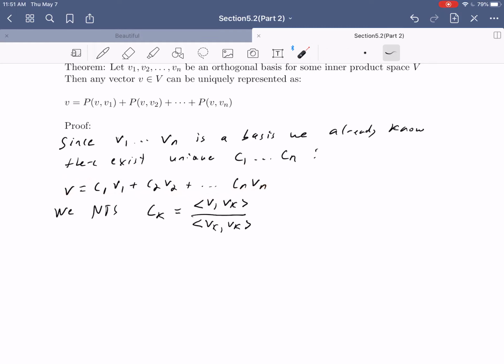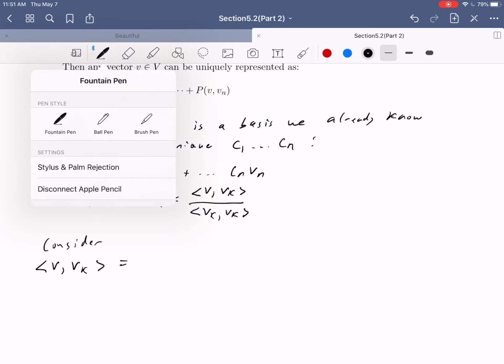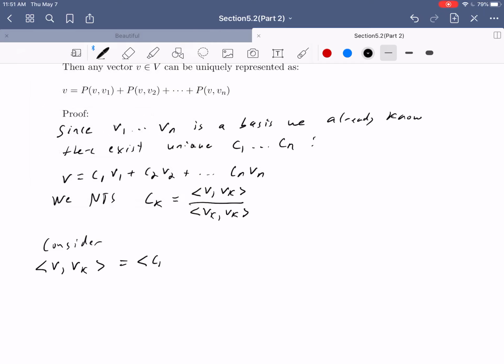and inner product that with V sub k. So let's go ahead and consider V comma V sub k, the inner product of that. Well, we know that V is a linear combination with some constants, so we can write this as C1 V1 plus C2 V2 plus dot dot dot CN VN comma V sub k.